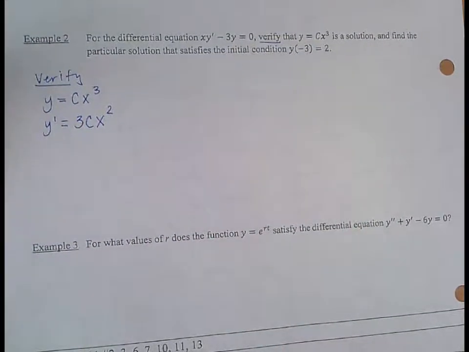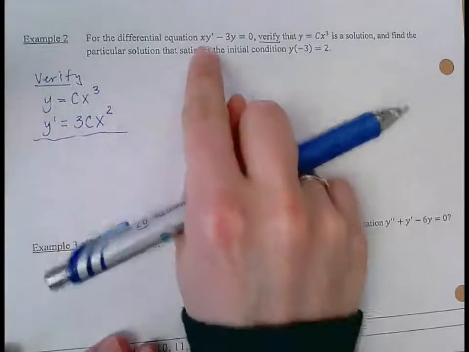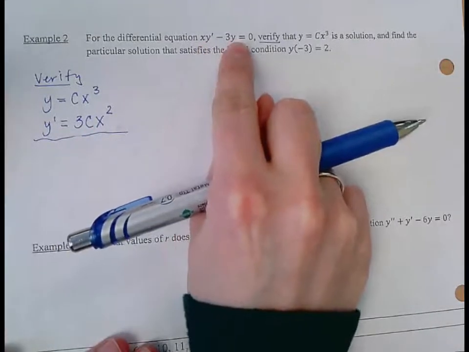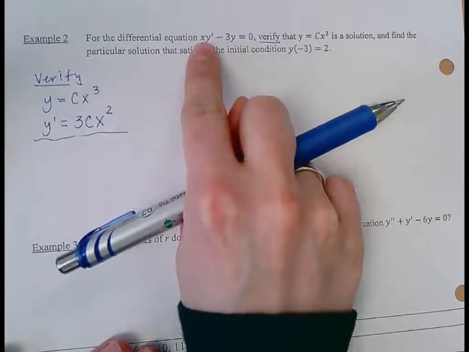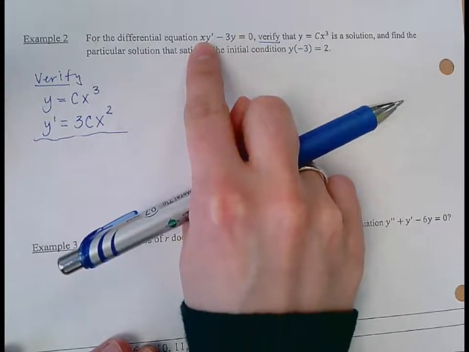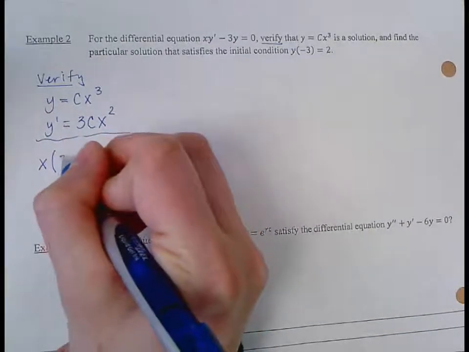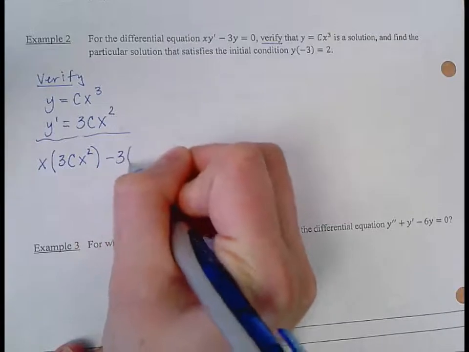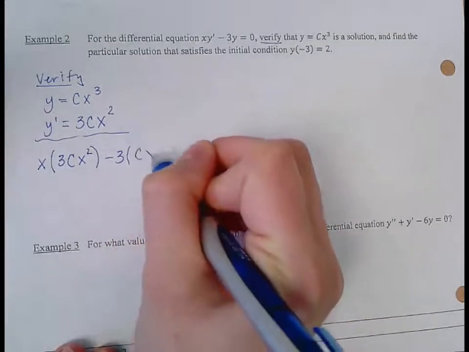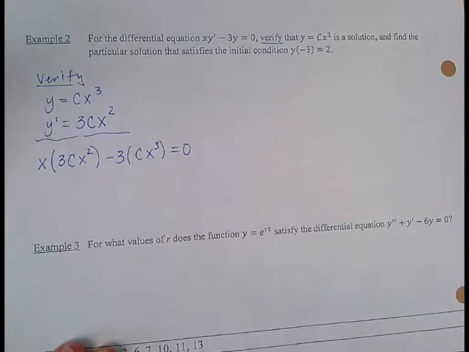3cx squared, or c times 3x squared. Okay, so then I can substitute in y prime and y into the differential equation. If you have an x in your differential equation, that just stays x. So I would have x times y prime is 3cx squared minus 3 times y is cx cubed. And I want to know, does that equal 0?